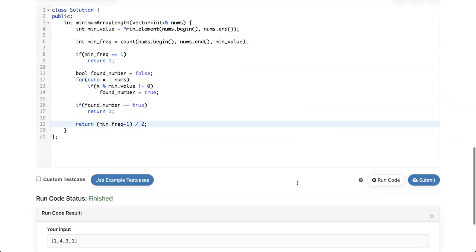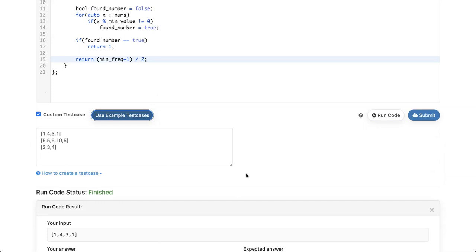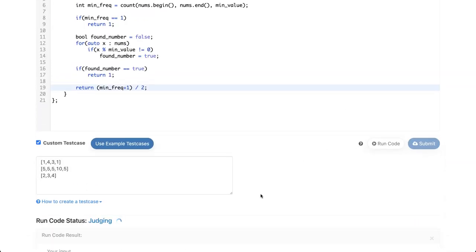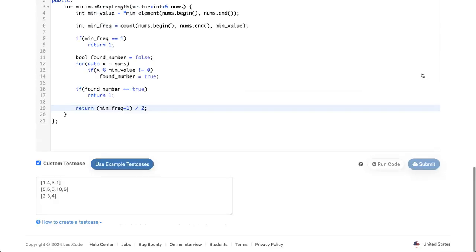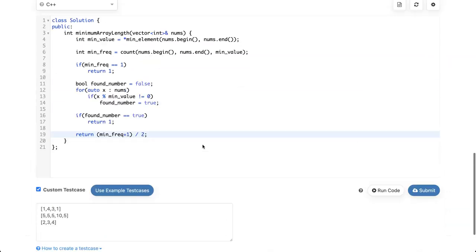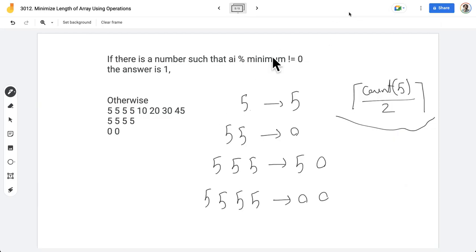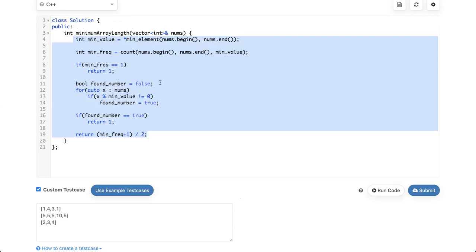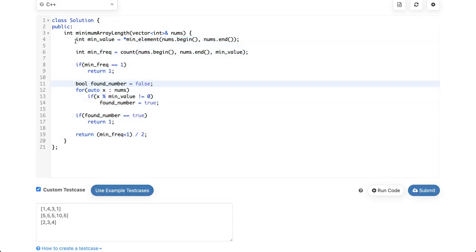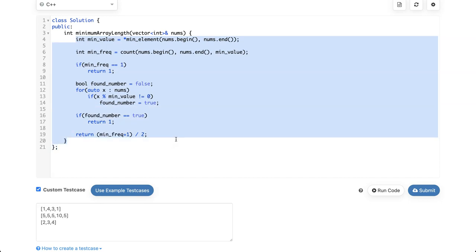Let's see. Okay, 1, 2, 1, and submit. Accepted. So that is the code. Can we simplify this a little more? Think about it. Can you write a more simplified version? It doesn't matter in terms of writing this solution in the contest, but in production it matters to have a shorter code. See you in the next problem.